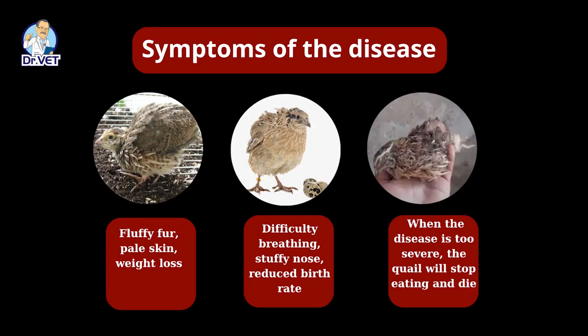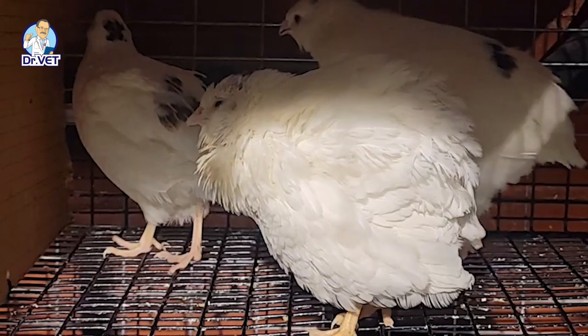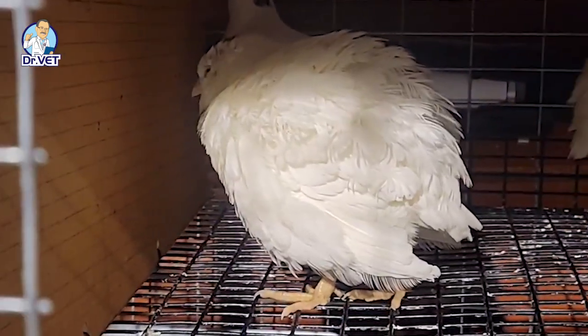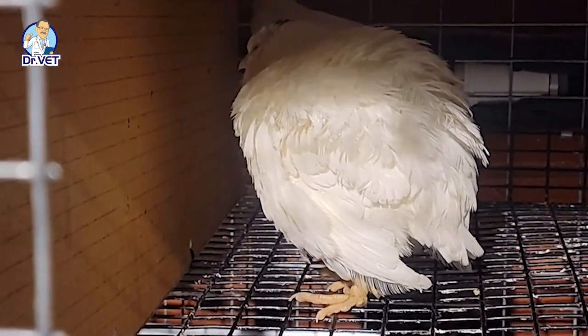For symptoms of the disease: when infected with CRD, quail will have the following symptoms: fluffy fur, pale skin, weight loss, difficulty breathing, stuffy nose, reduced birth rate. When the disease is too severe, the quail will stop eating and die. CRD will be the basis for quail to be infected with E. coli. This makes the health of the bird further decline. For pathology, if you dissect along the respiratory tract from the nasal cavity to the lungs, you will see a lot of mucus. If the lung is severely edematous, the air sac walls will thicken and have white cocoons.